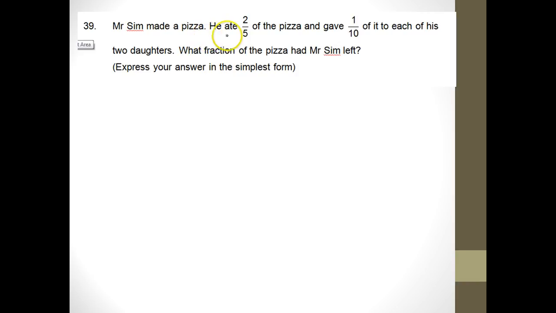Question 39. Mr. C made a pizza. He ate 2/5 of the pizza and gave 1/10 of it to each of his 2 daughters. So I know there's a pizza. He ate 2/5 and gave 1/10. So the pizza is 1 whole. Ate 2/5, you minus 2/5. Gave 1/10 to 1 daughter. He has 2 daughters, so you minus another 1/10.